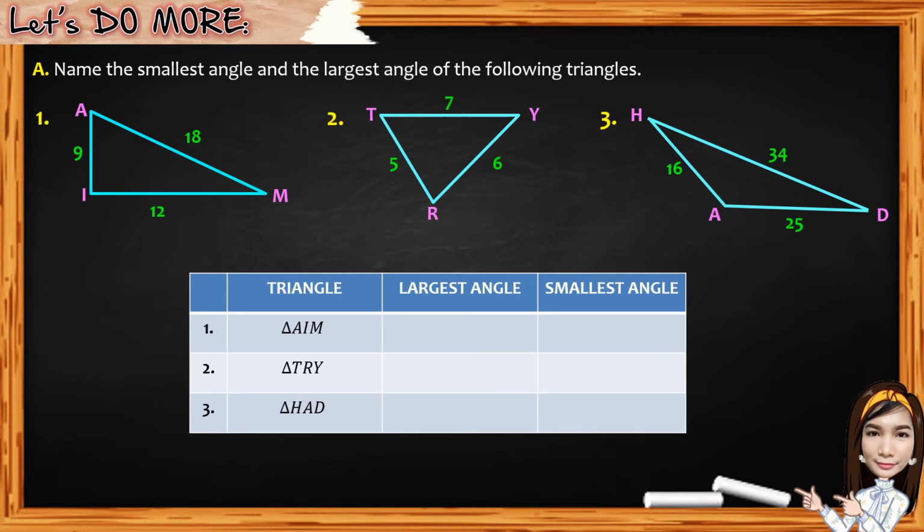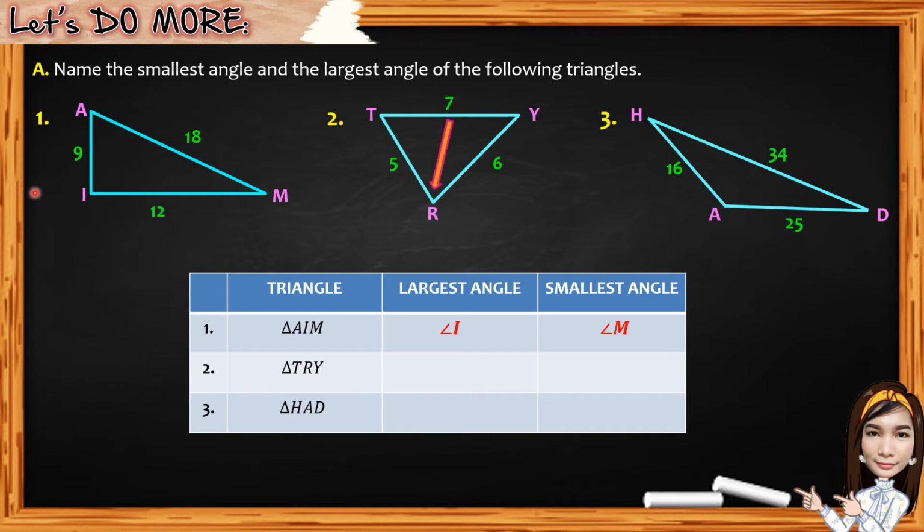Now, for you to understand, let's do more. For letter A, name the smallest angle and the largest angle of the following triangles. For number 1, given triangle AIM, the largest angle is angle I, which is the opposite of the longest side, which is AM, 18. And for the smallest angle, we have angle M, which is the opposite of the shortest side, AI, 9. For number 2, we have triangle TRY.